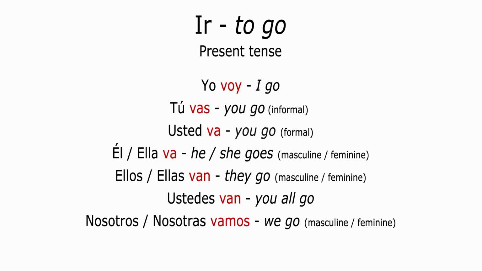Yo voy, I go. Tú vas, you go. Él va, he goes. Ella va, she goes. Ellos van, they go. Ellas van, they go, all female. Ustedes van, you all go. Nosotros vamos, we go. Nosotras vamos, we go, all female.